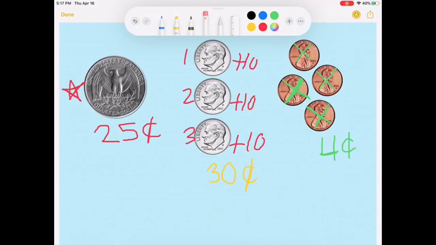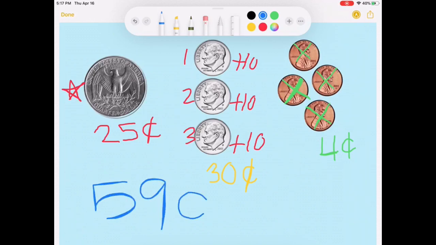But the most important thing for you to remember is that when you write cents, the sign goes at the end of the number and it is a C with a line through it.